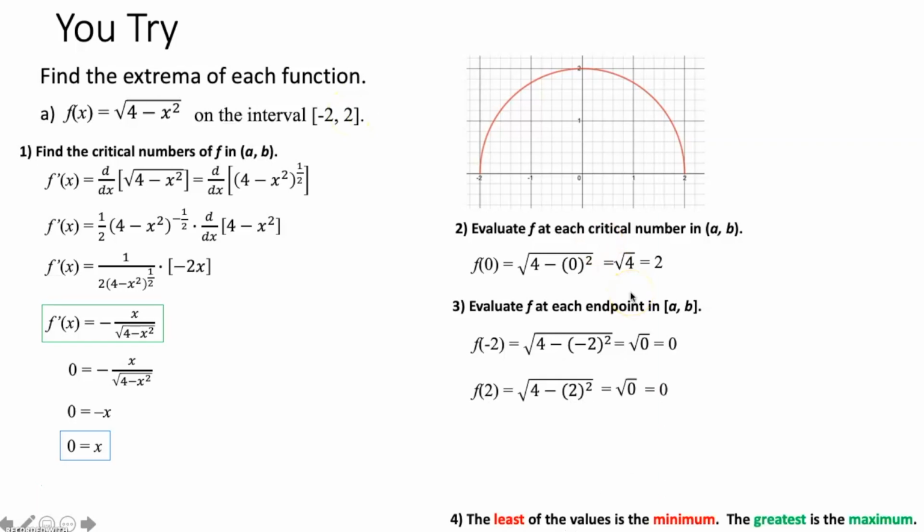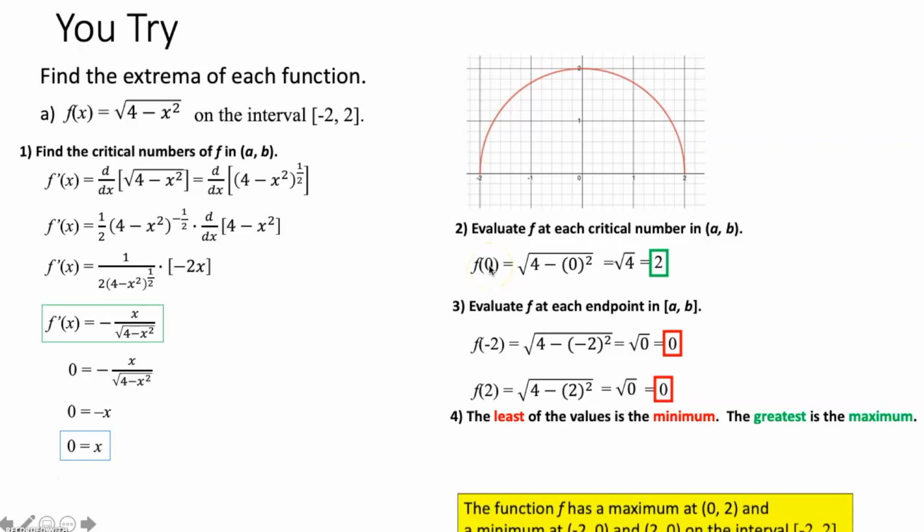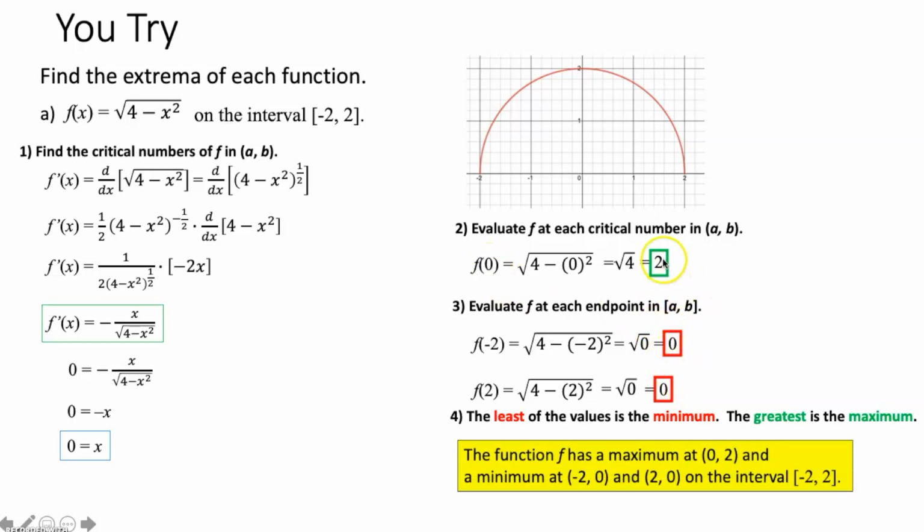So now we examine the y values that we got for our critical number and for our endpoints and see which of these would be our least y value, which is the lowest y value. That would be our minimum. So that would be these zeros here, right? So the minimum of our function is 0 at x is equal to -2 and x is equal to +2. We then know the maximum would be 2 for our function at x is equal to 0. So those would be our min and max values.